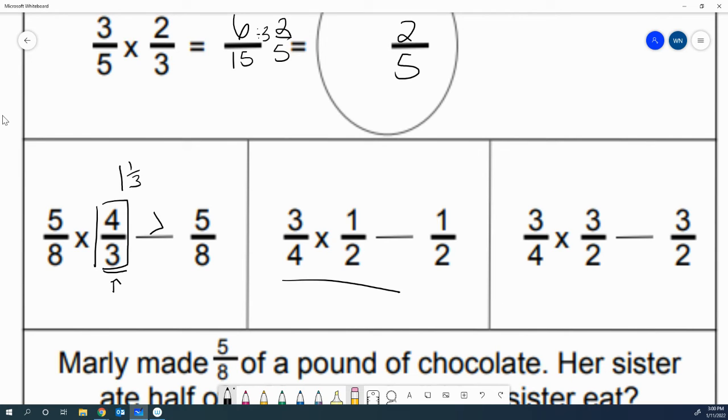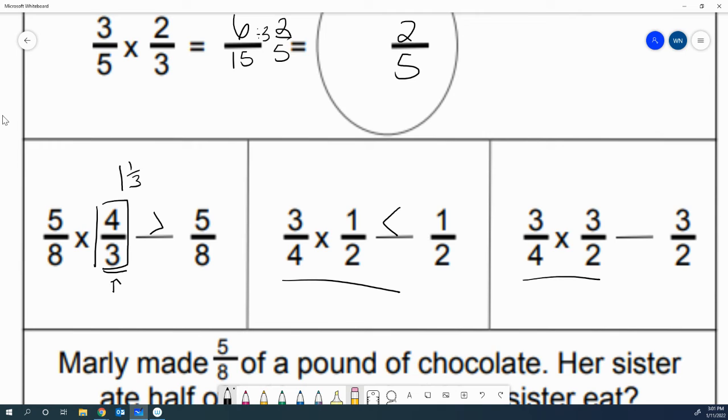This next one should be a lot easier though. 3/4 times 1/2. Do you think that is going to be greater or less than 1/2? If you said less than, you are correct. 3/4 times 1/2, since they're both fractions less than 1, then your answer will be a product that is less than both of the factors. So it's going to be less than 1/2.